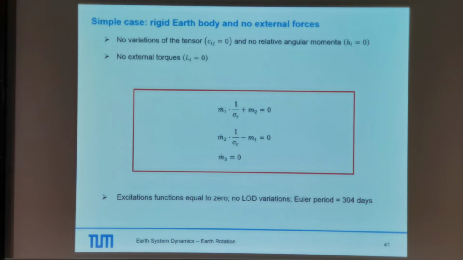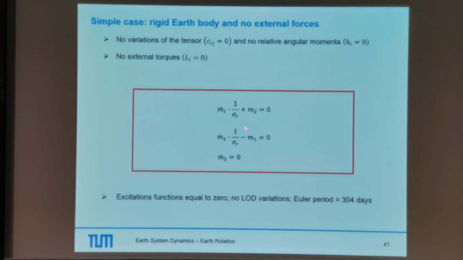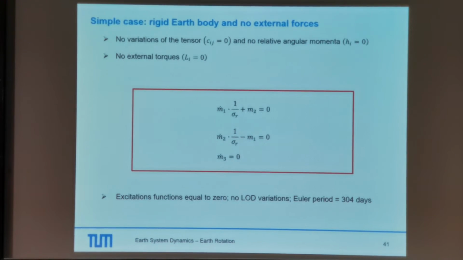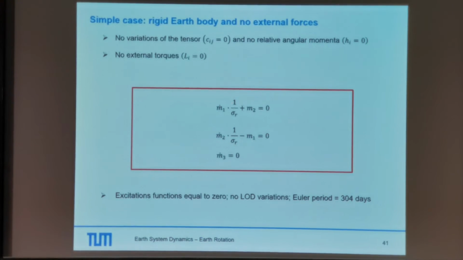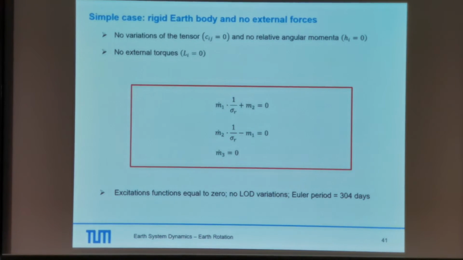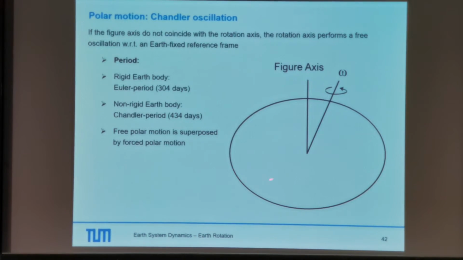If we do not have any torques or variations in the tensor of relative angular momentum, excitation functions are 0, which means we do not have any LOD variations, since m3 is related to the length of day. So we have a constant rotation rate of the Earth with an Euler period of 304 days, and only small variations of the polar motion with a period of 304 days. If you look at this, that's exactly the case here.